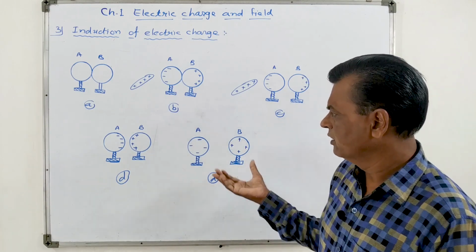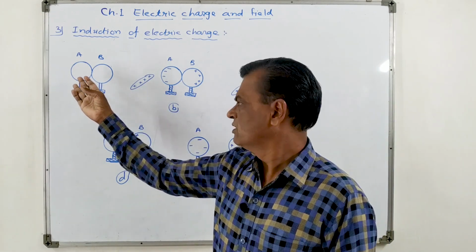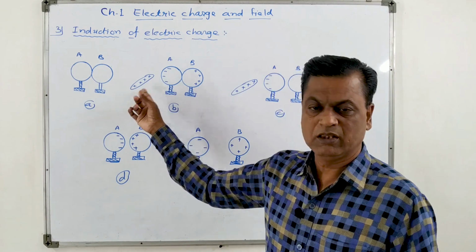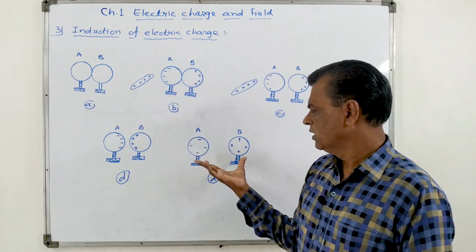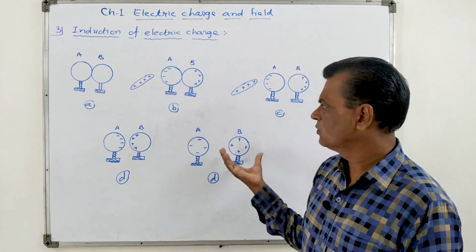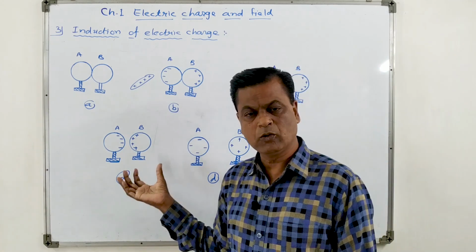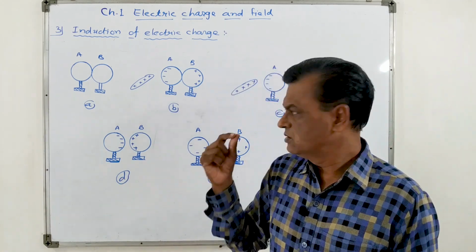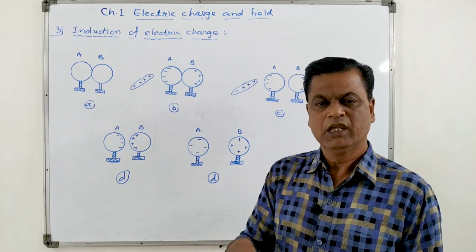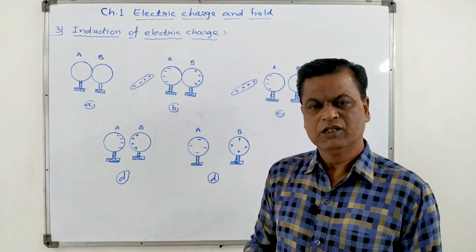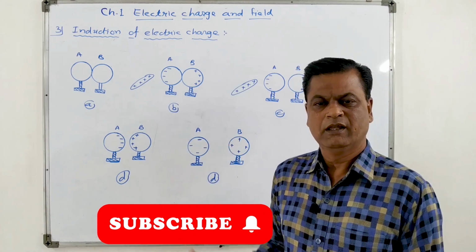So in this method, the spheres are initially electrically neutral and are not brought in contact with the positively charged glass rod, even though both spheres become charged. So this process is known as induction of electric charge. In induction of electric charge, the uncharged body is not brought in contact with the charged body, even though the body can be charged. Such a process is known as induction of electric charge. Thank you.